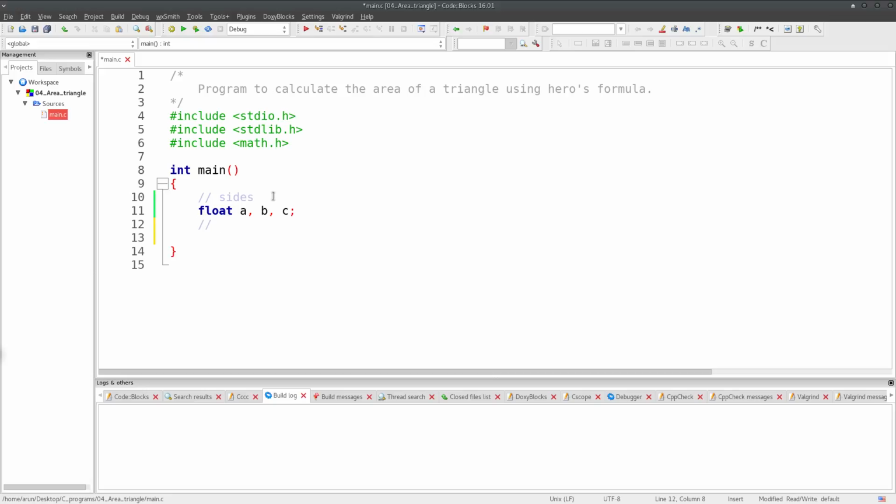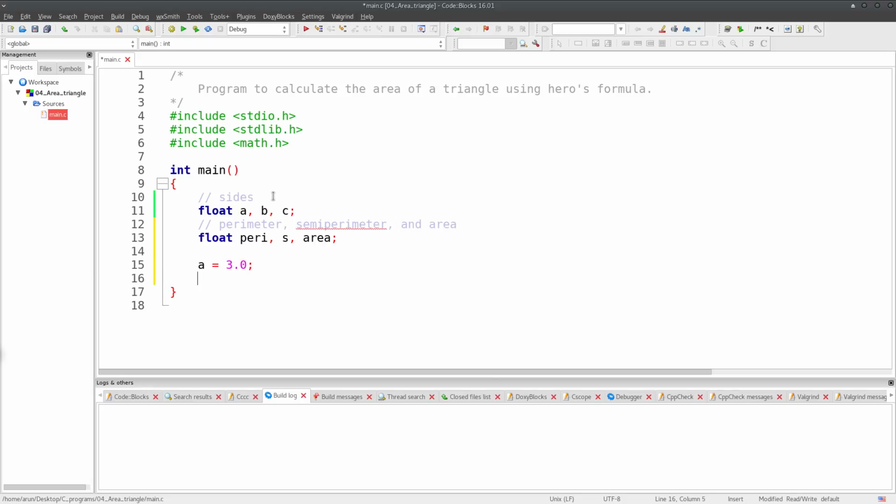And then we can create variables to store the perimeter, semi-perimeter, and area. We need those. So the variables we can assign are peri for the perimeter, s for the semi-perimeter, and area for the area. Fair enough. Now let's assign some values.